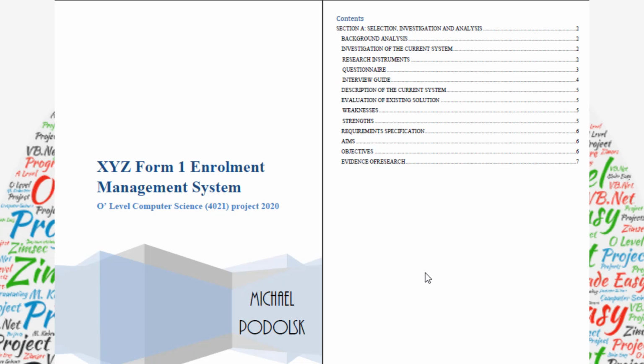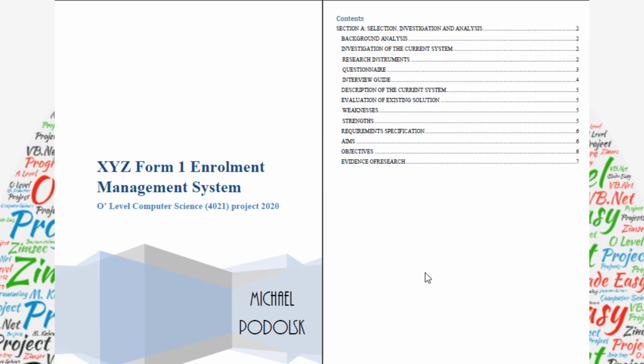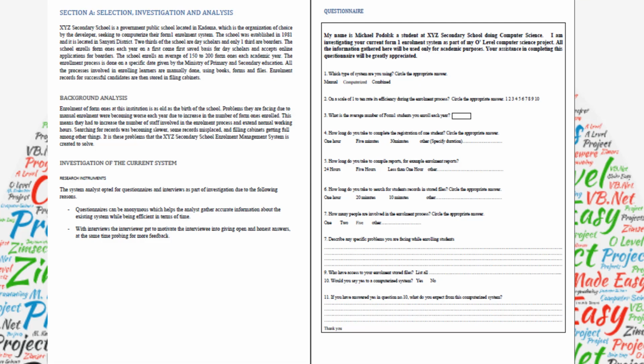Here is a quick preview of what we are going to be looking at under section A: background analysis, investigation of the current system, research instruments, description of the current system, evaluation of existing solution, requirements specification, then aims and objectives. Section A: selection, investigation, and analysis.